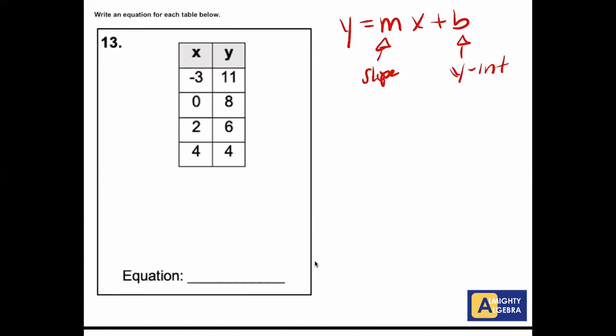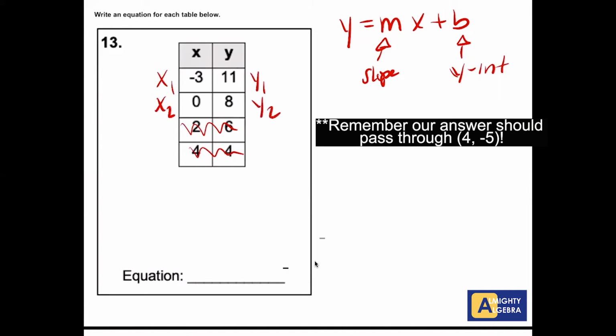Notice I have 4 rows in the table. I'm going to just use the first 2. x1, x2, y1, y2. These are my x's, first row, second row. These are my y's, first row, second row. That's how I label it there. It doesn't matter which row you use as long as the 1s are together and the 2s are together. You could use the last 2 if you want, but just to be consistent, I will always use the first row and the second row.